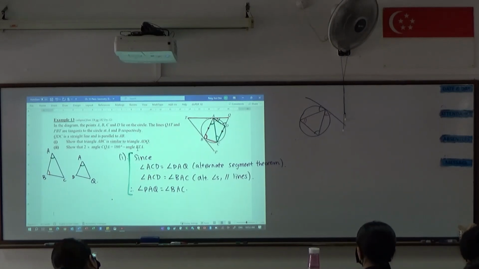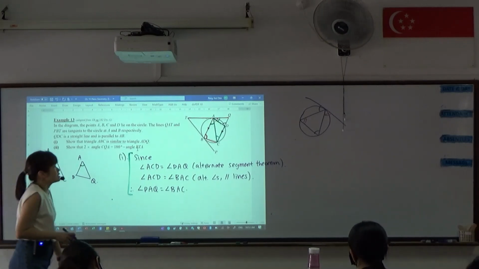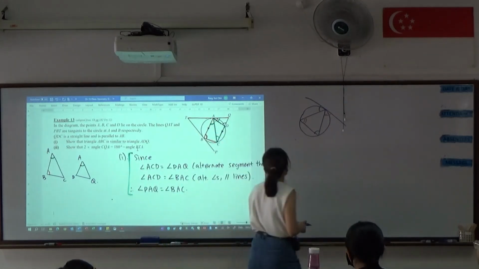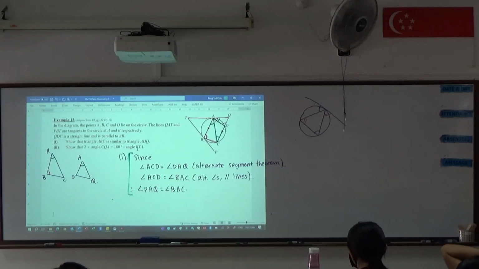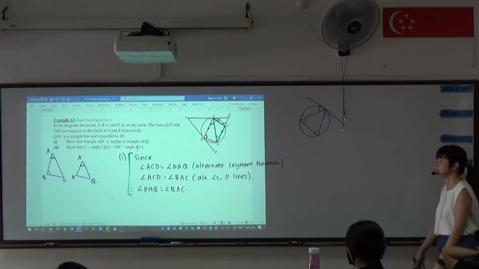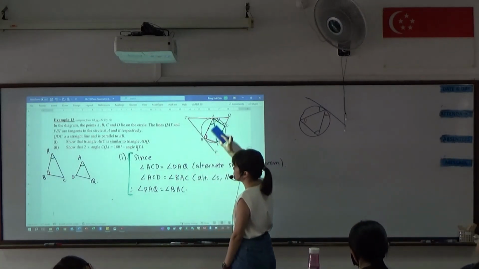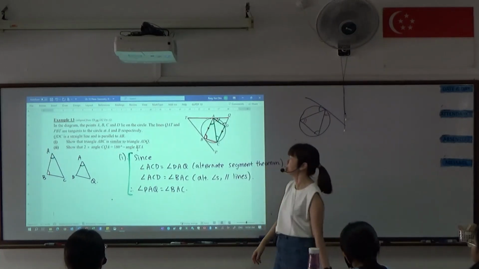Any questions at this juncture? Sorry that just now I confused you with the alternate segment theorem with angle. But that is usually how I would go about figuring out my answer as well. I try to figure out what are all the equal ones first. And then I would realize that this and this is actually not that helpful. So I need to think of another way.